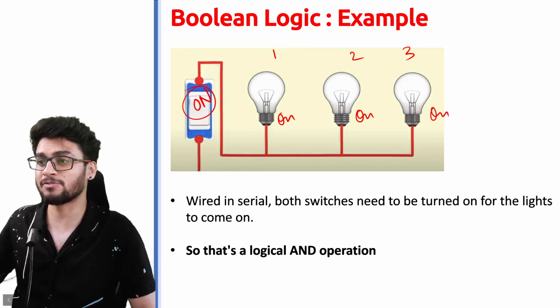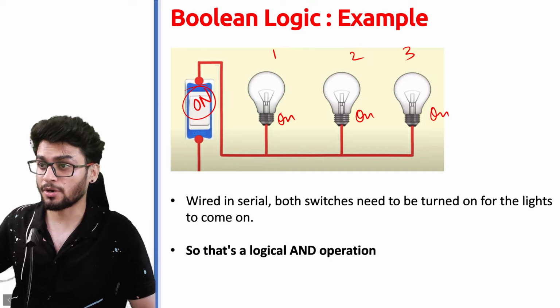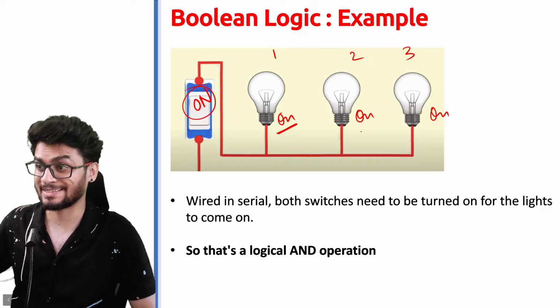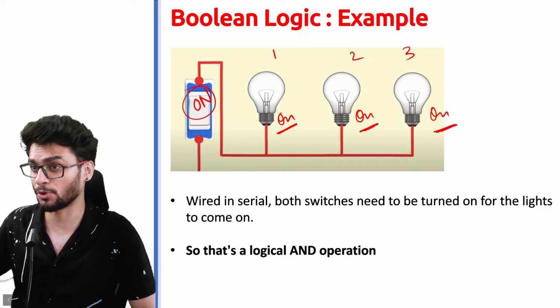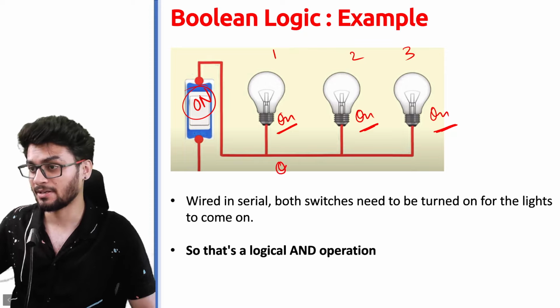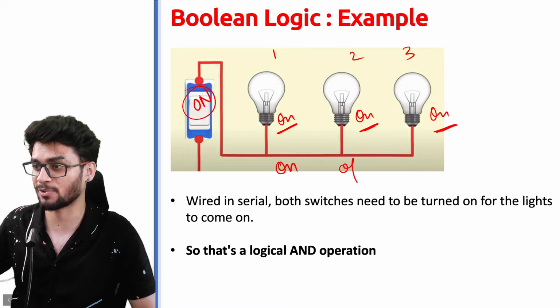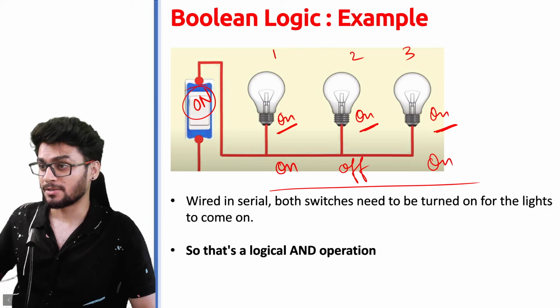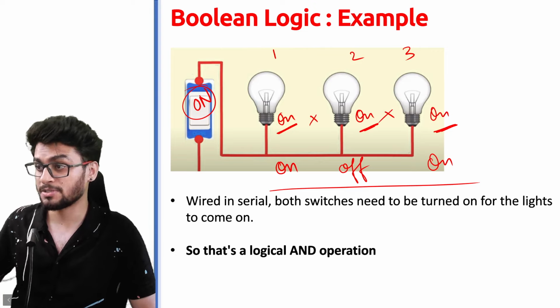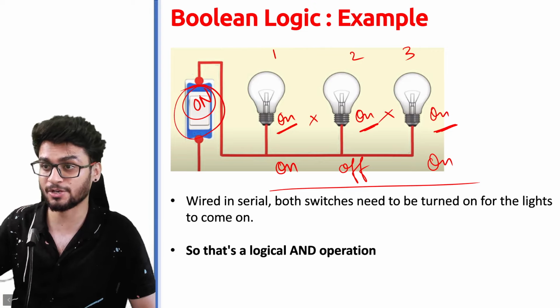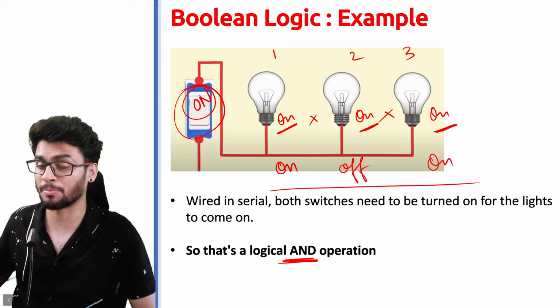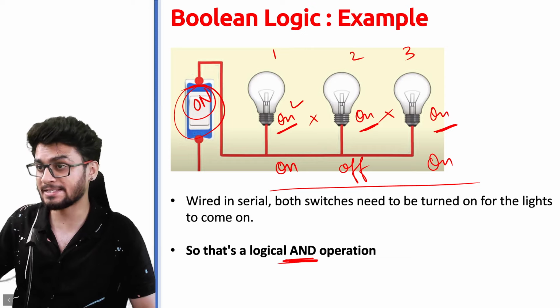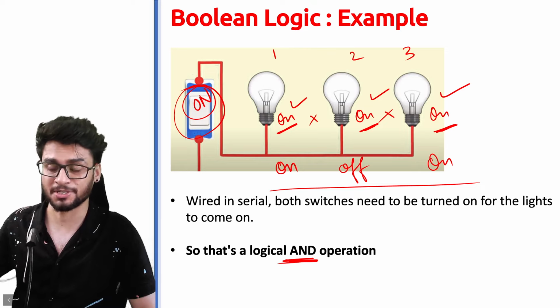Or let's just invert the statement. In order for this bulb to be on, this bulb to be on, and this bulb to be on, hum ye switch chalu karna padega. It cannot happen ki hum log yahan par on rakh rahe hain and yahan par off rakh rahe hain and yahan par on rakh rahe hain. This won't be possible because ye tino same wire pe connected hai. Since ye tino bulb chalu hone chahiye in order for this to stay on, this is known as AND operation. AND matlab hume sari ki sari values same honi chahiye.